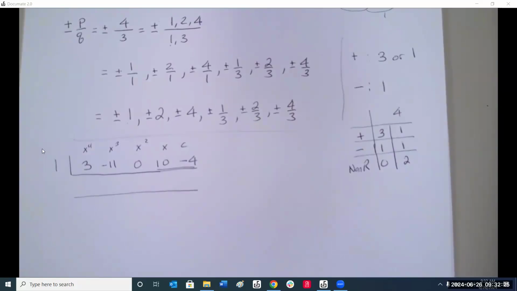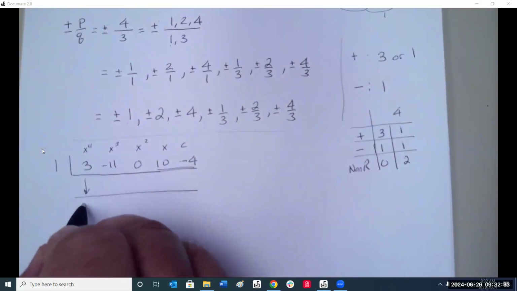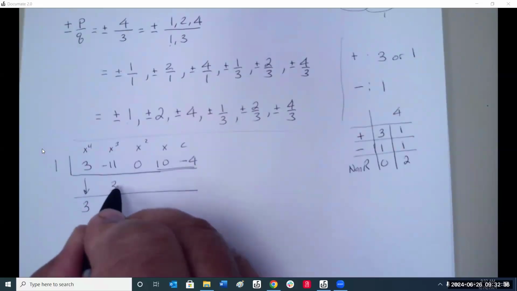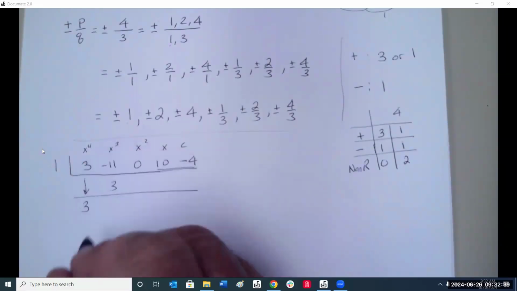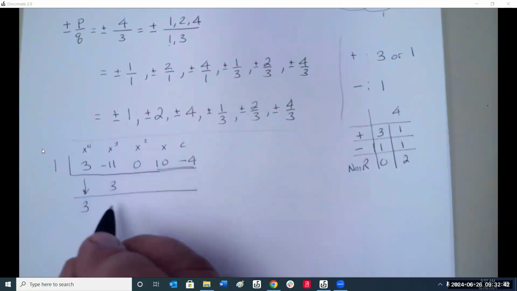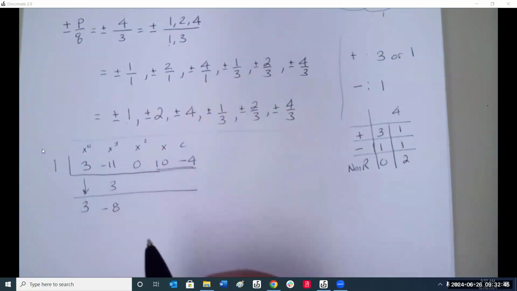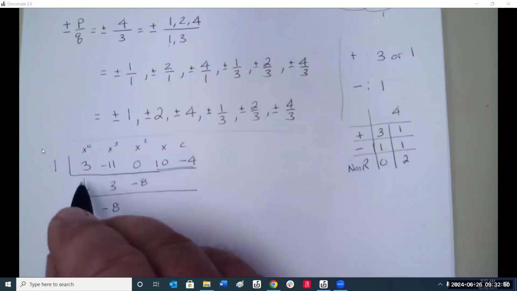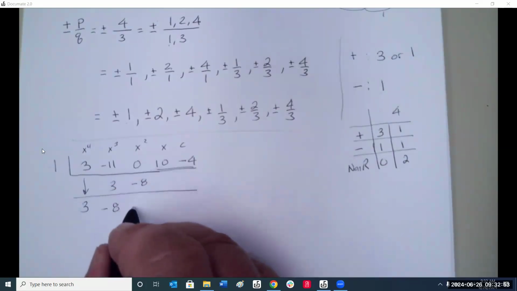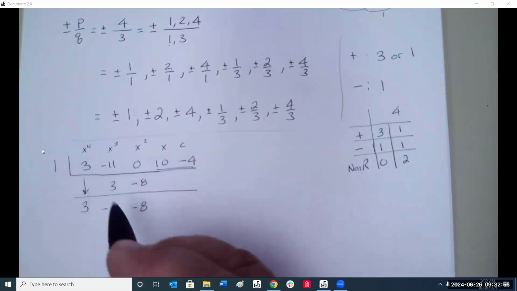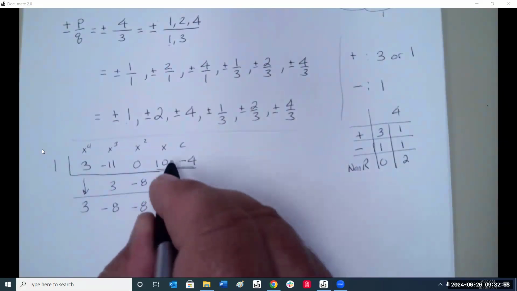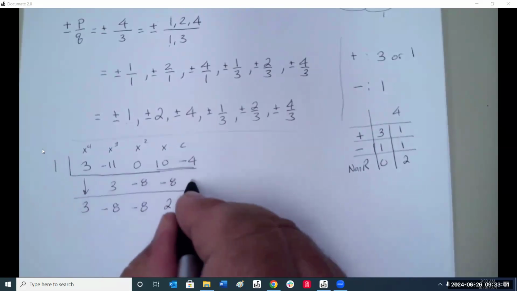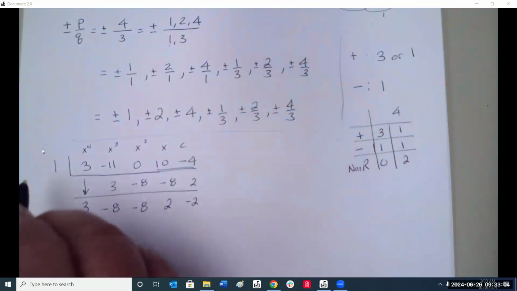Then we use synthetic division. How do we do that? Drop the first one down. And then what do you do here? Just add straight up and down. -11 plus 3 is -8. So 1 times -8 is -8. 0 plus -8 is -8. 1 times -8 is -8. 10 minus 8 is 2. 1 times 2. So that one doesn't work.